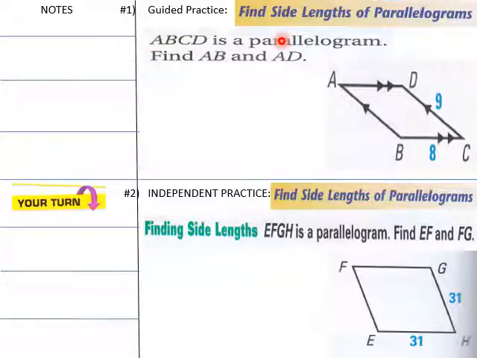First guided practice, ABCD is a parallelogram. Find AB and AD. Same thing down here, students. Teachers, give your students 3 minutes on this.